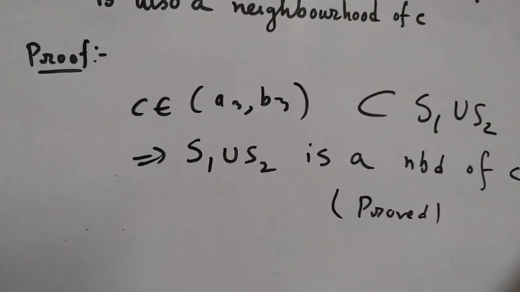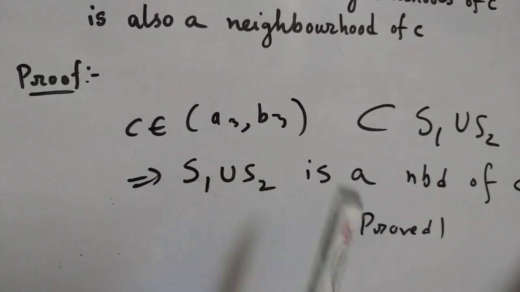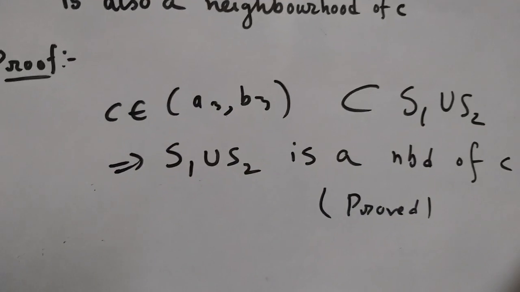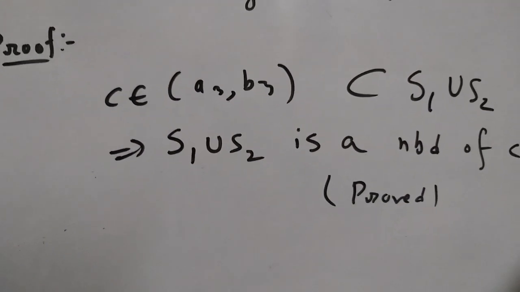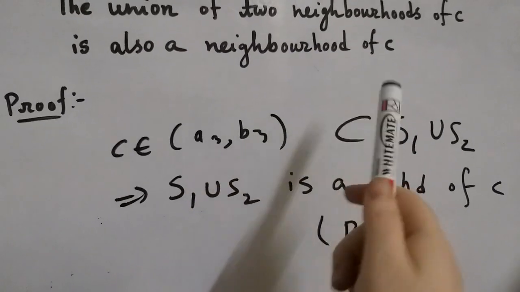It is to be noted that the union of a finite number of neighborhoods of c is a neighborhood of c. Finite number. In the next video, we will discuss the intersection of two neighborhoods of c.